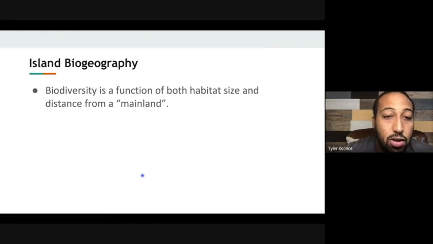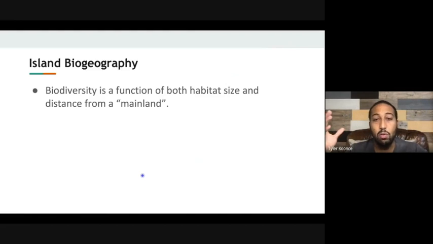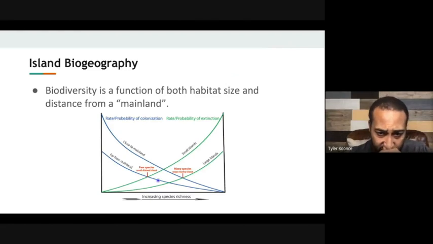So, island biogeography. One thing with our biodiversity is it's always going to be a function of both habitat size and distance from the mainland. This is where the island part of it comes into play. So there's this graphic right here.